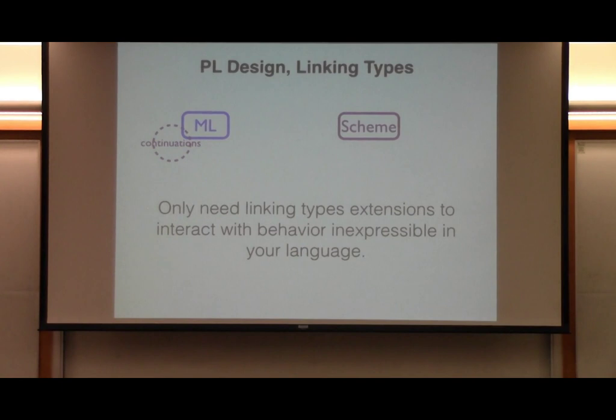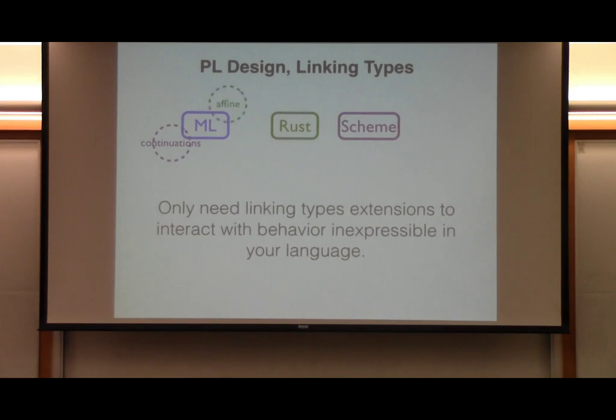So if the same behavior occurs in multiple other languages, as I already said, you don't need to keep layering on more and more extensions. Okay, suppose I want ML to interoperate with Rust. What does Rust have that ML doesn't? Ownership. Yeah. Ownership, affine types, essentially, right?